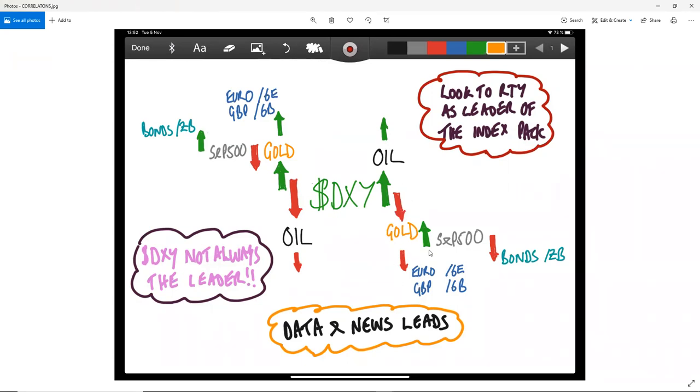So if gold's going down, S&P's going up, bonds will go down. The dollar goes down, oil goes down, gold goes up at that same time, and so does the euro and 6B, because if the dollar's going down, the euro and the British pound get some strength. If gold's going up, S&P goes down, bonds go up.